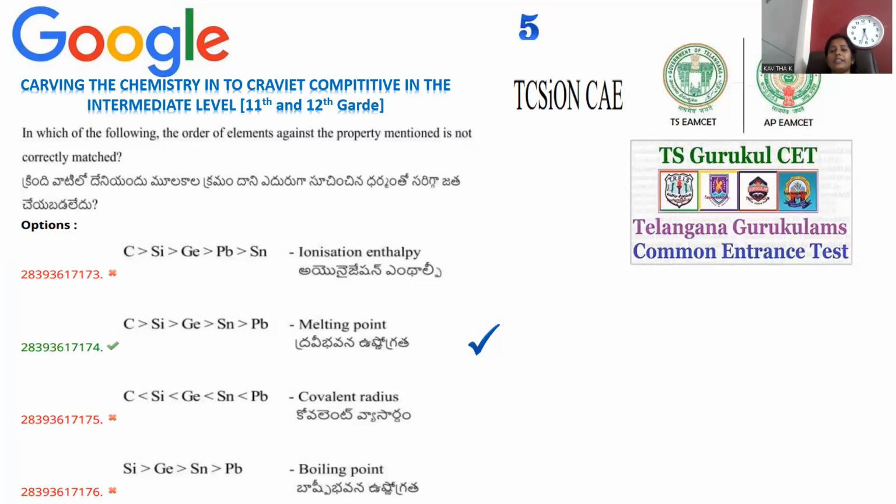Question number 5 is collected from the Telangana MSET 2023 entrance examination. In which of the following is the order of elements against the property mentioned not correctly matched? Here, this is a periodicity based question, especially an inorganic chemistry question on periodic properties.